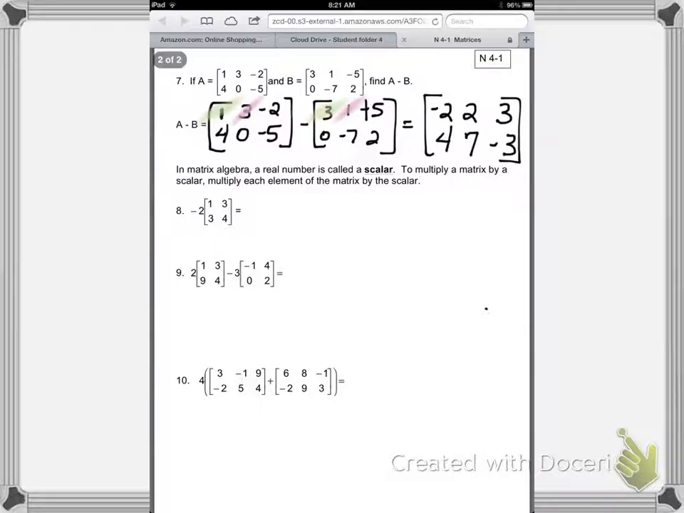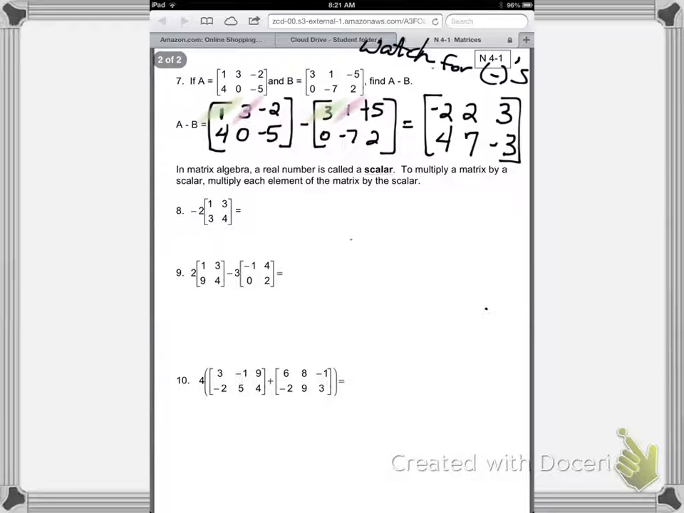So watch out for negatives when you're subtracting. Really, every time you need to watch out for negatives. So watch for your negatives. Be sure that you pay attention and watch, since I can't spell. Okay, watch for your negatives.